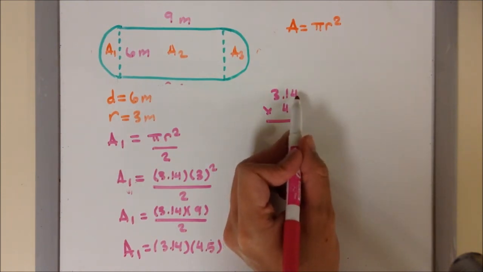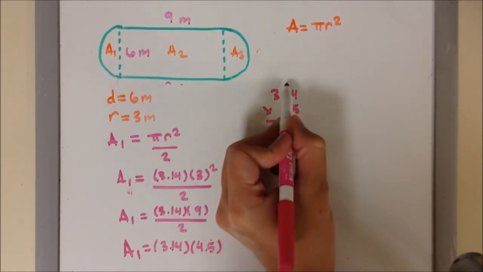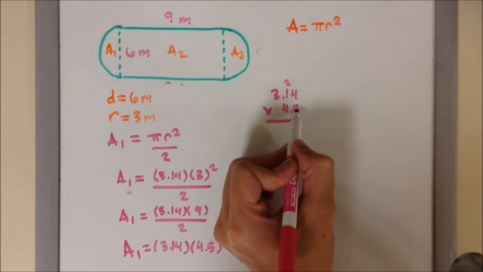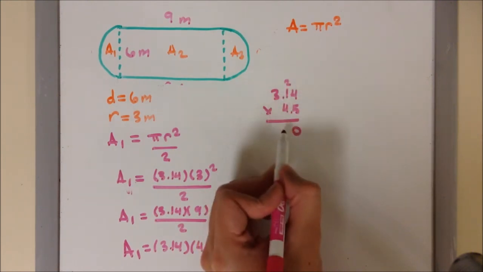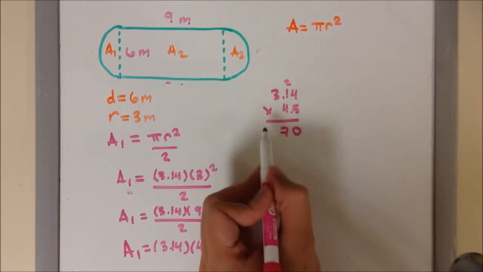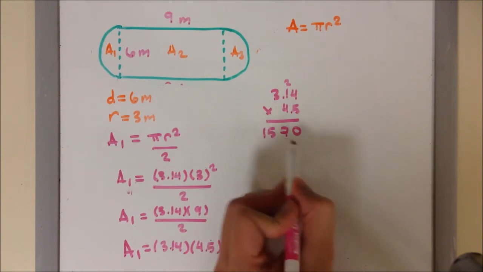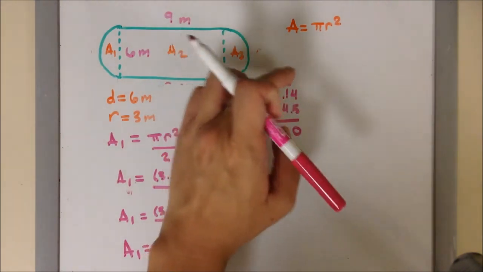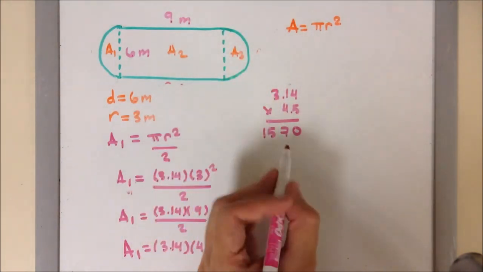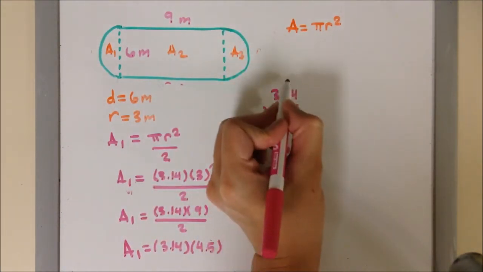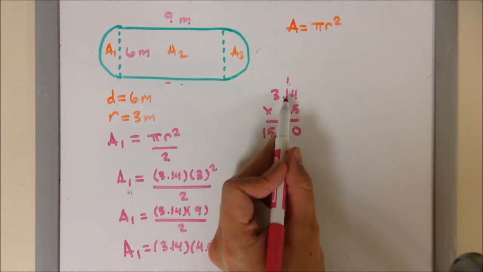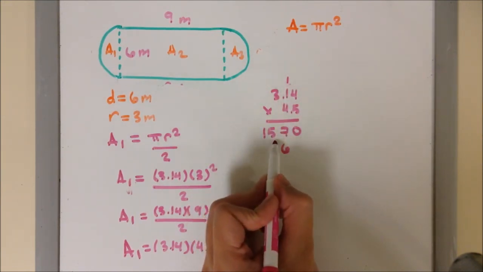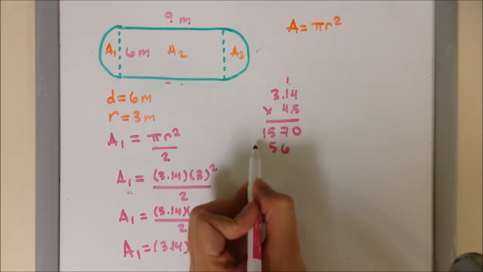Alright, 5 times 4, 20, carry the 2. 5 times 1, 5 plus 2, 7. 5 times 3, 15. Skip a space. 4 times 4 is 16, so I'm going to put the 6 here. Carry the 1. 4 times 1 is 4 plus 1, which is 5. 4 times 3, that's 12.